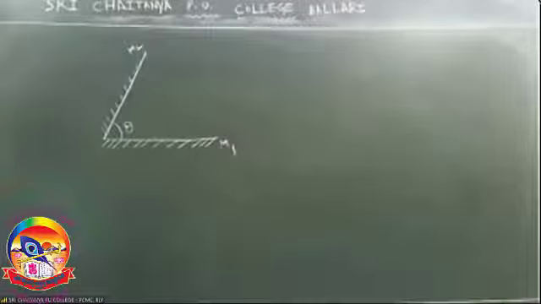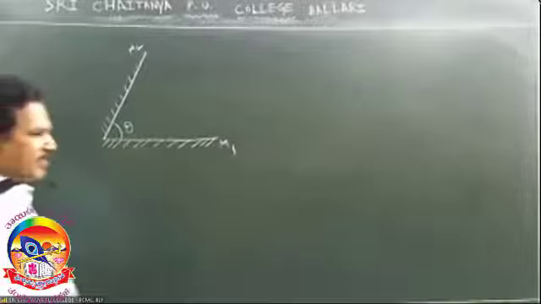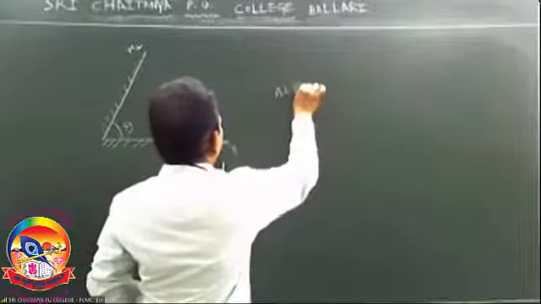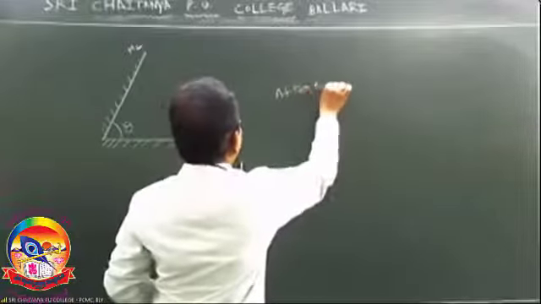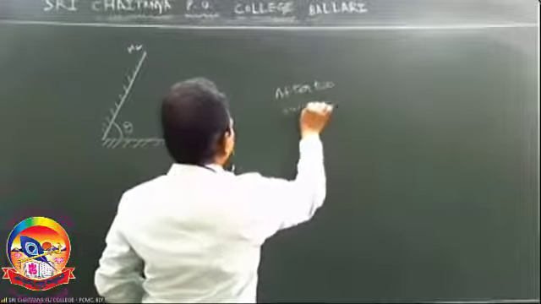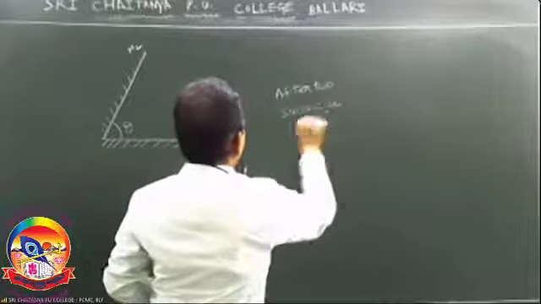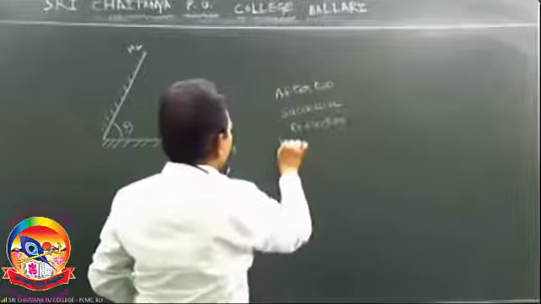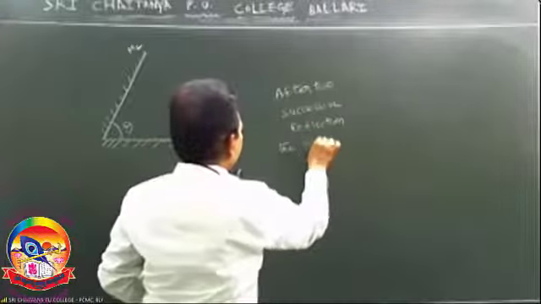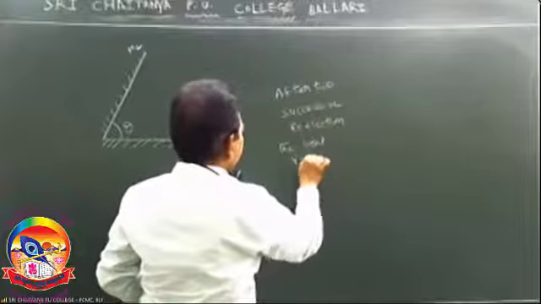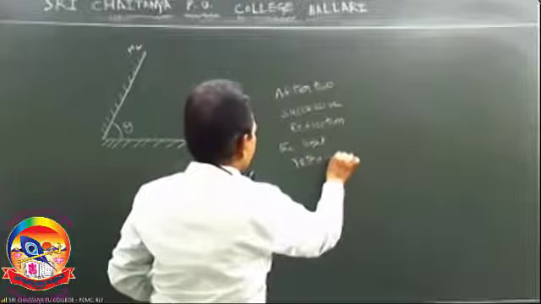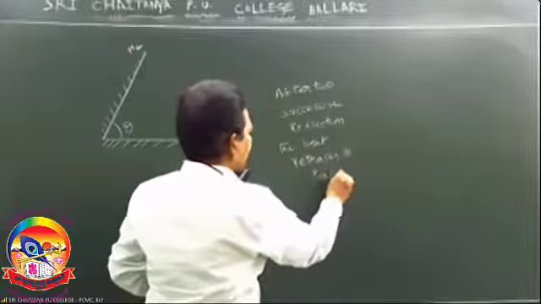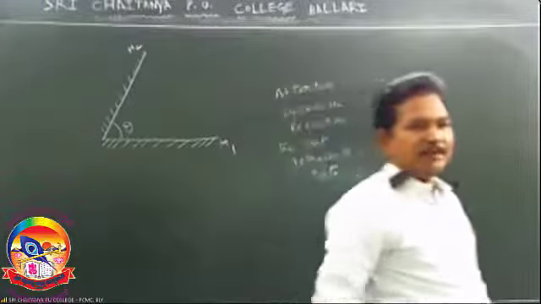What is given in the problem? In the problem, it is given that after two successive reflections, the light ray retraces its path. The light ray retraces its path.